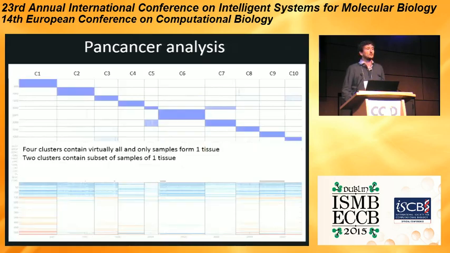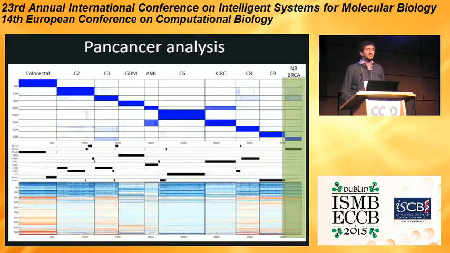Next, we also found 2 clusters which contain only a subset of samples of one tissue. So these are all the breast cancers, but only the non-basal breast cancers. And similarly, for the endometrial tumors, these are all the non-serous endometrial tumors.